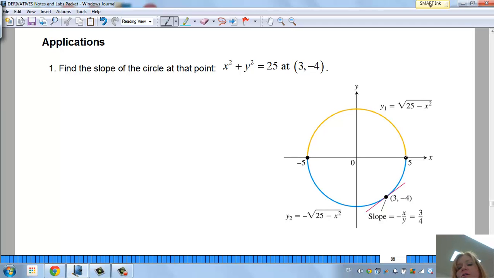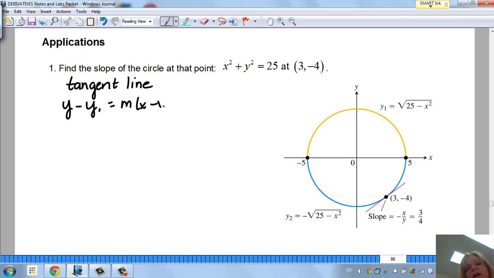So if we went over here, 3, negative 4, we want to find the slope of the circle at that point. We're going to go one step further. We're going to find actual tangent lines, so we're going to find the equation of the tangent line after we find the slope. The tangent line is going to be y minus y1 equals m times x minus x1. We need a point and a slope, and we already have our point x, y, so we're going to throw that in there. But now we have to find the slope, which is going to be our derivative.